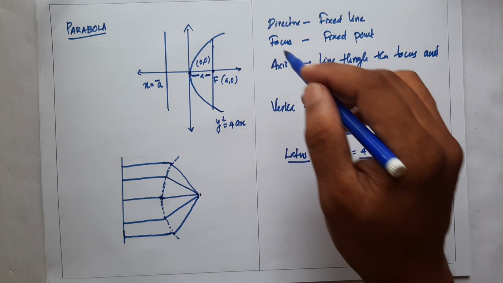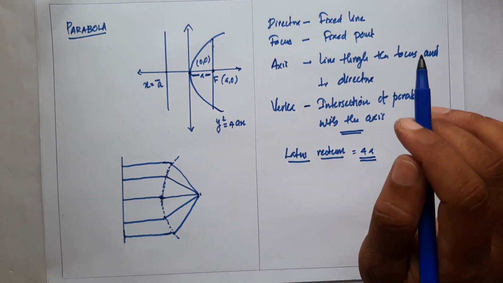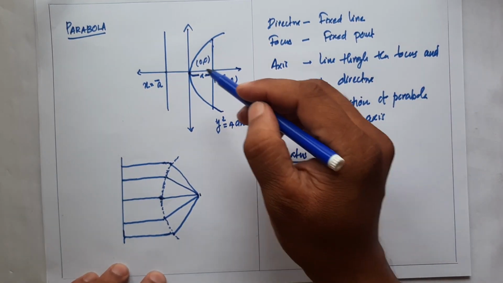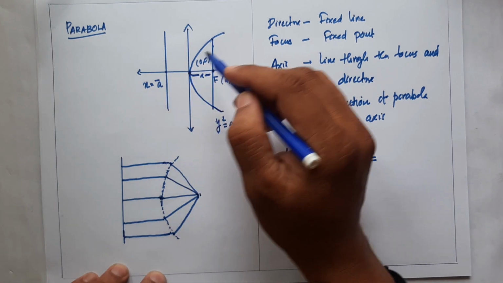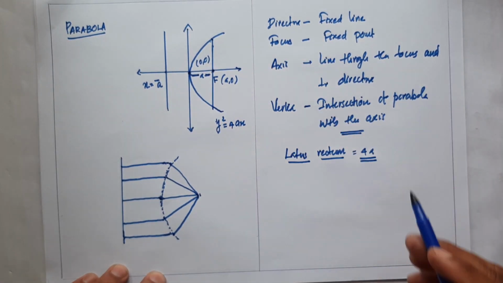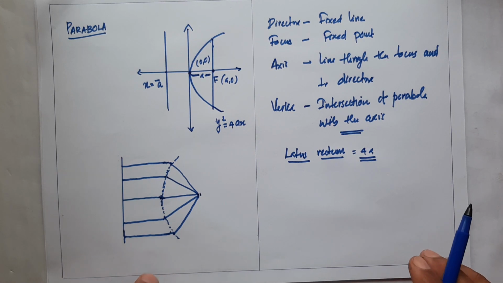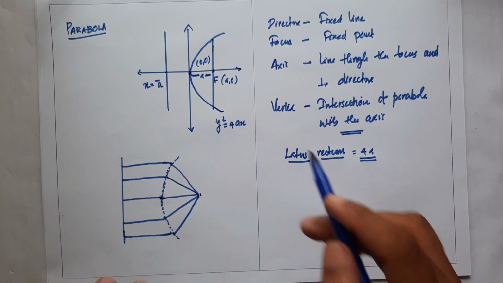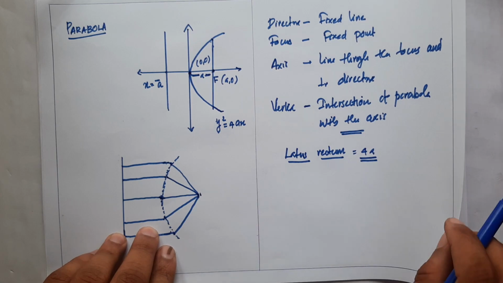These are the main points regarding the parabola: the focus, the vertex, the directrix, and the length of the latus rectum, which is 4a. There exist four types of parabola, which is the first type. Now let us discuss the other three types.